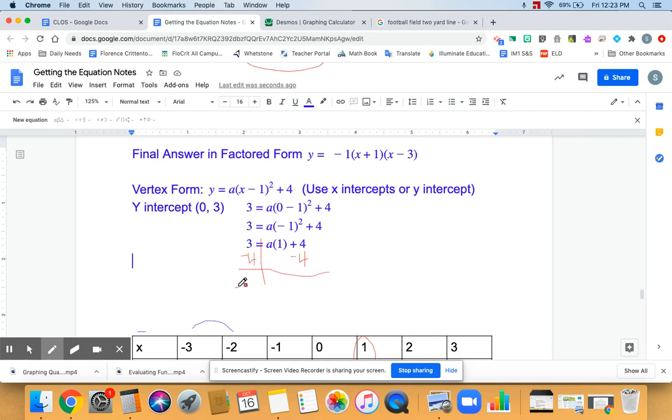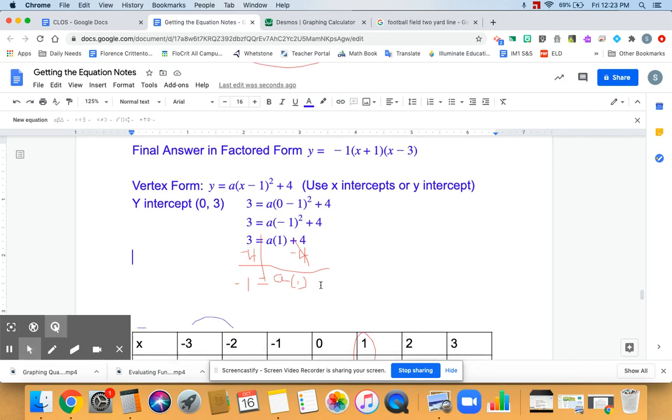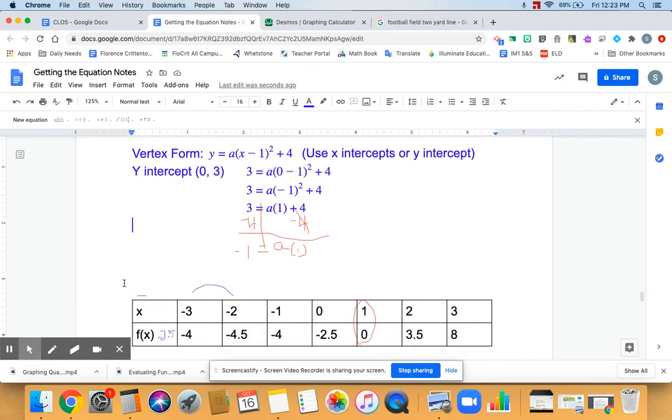3 minus 4 is -1 equals, and then a parentheses 1, because +4 minus 4 is 0. Now finally, a parentheses 1 just means a times 1, and anything times 1 is just itself. So a times 1 is just a.